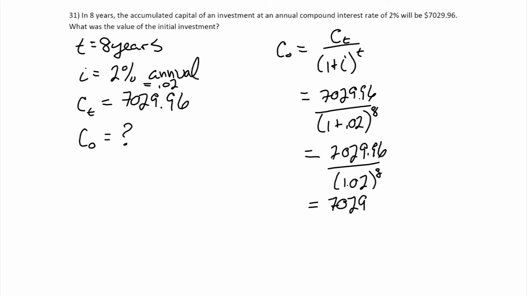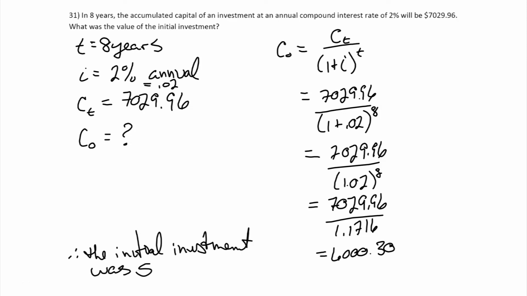Continuing to do the math, we end up with 7,029.96 divided by 1.1716, and we finish that up as $6,030. Therefore, the initial investment was $6,030.